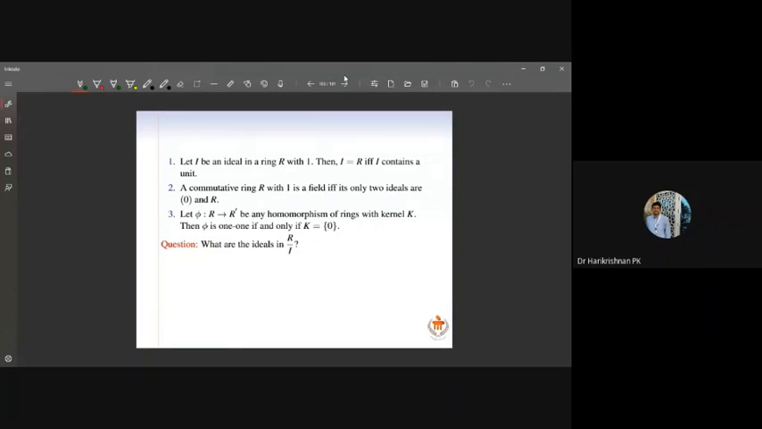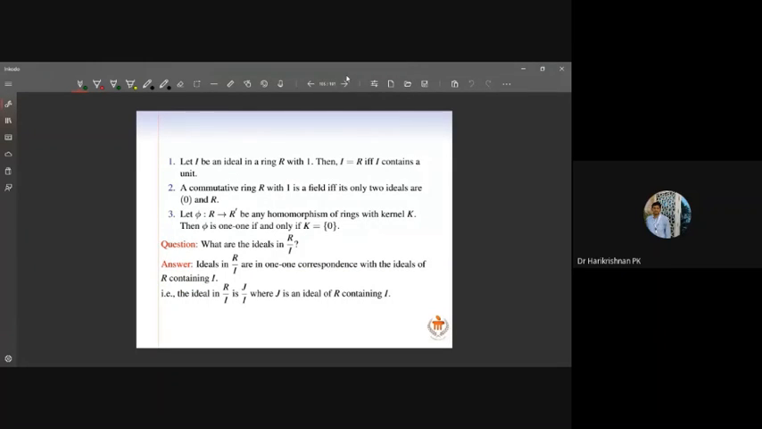The next question I wanted to ask is, what are the ideals in the quotient ring R by I? The ideals in R by I are in one-one correspondence with the ideals of R containing I. If you want to find the ideals of R by I, they should have a one-one correspondence with the ideals of R containing the ideal I. That correspondence gives you the ideals of the quotient ring R by I.